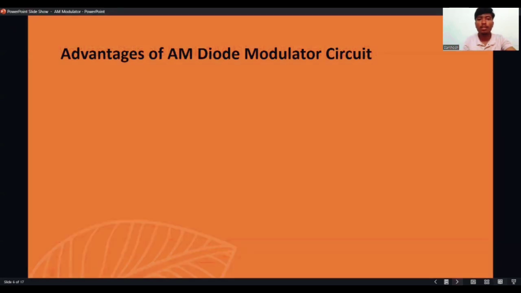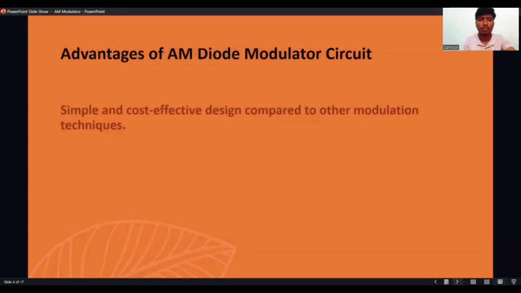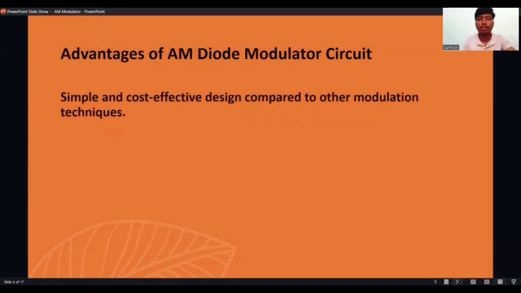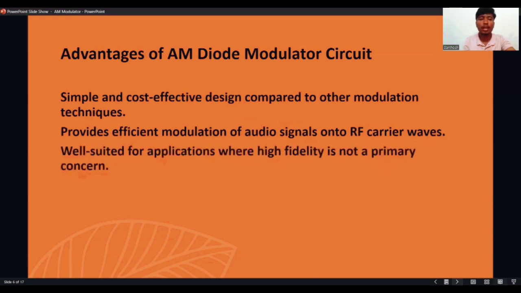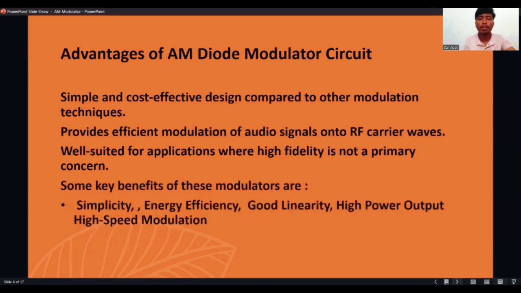Then the advantages of diode modulator circuit. It is a simple and cost-effective design compared to other modulation techniques, provides efficient modulation of audio signals onto RF carrier waves, and is well suited for applications where high fidelity is not a primary concern. Some key benefits of these modulators are simplicity, energy efficiency, good linearity, high power output, and high speed modulation.